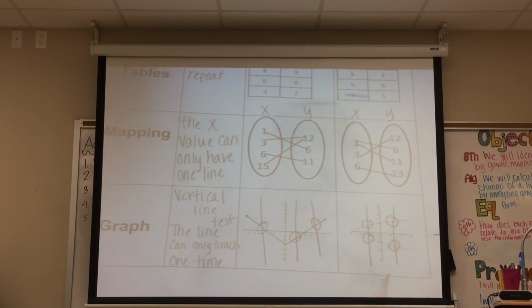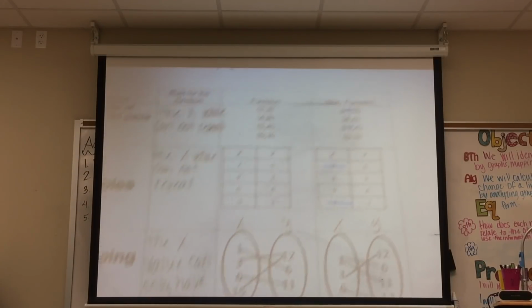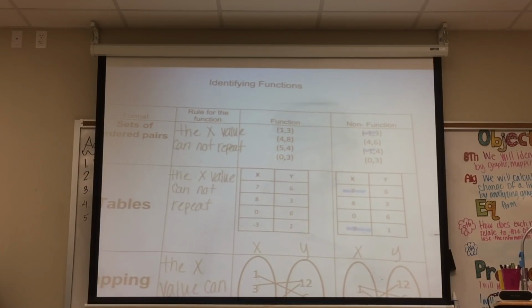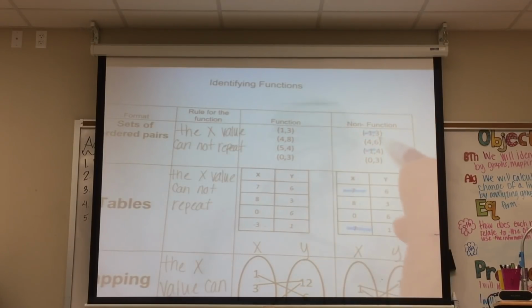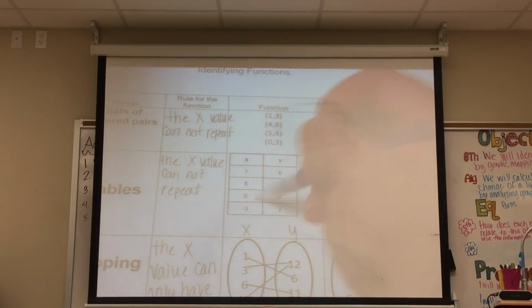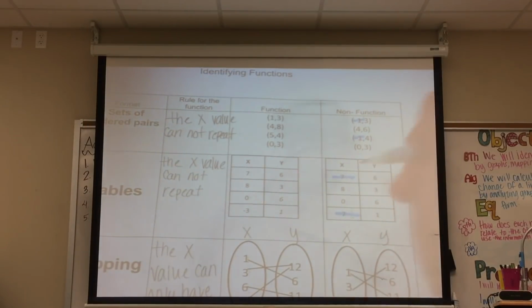Now let's review, since your notes are taken. The reason why this is a function is because there's no x values that repeat. Over here, you have an x value that repeats. The same rule goes for tables. Nothing repeats for the x values. But over here, you have 7 and 7 that's repeating.